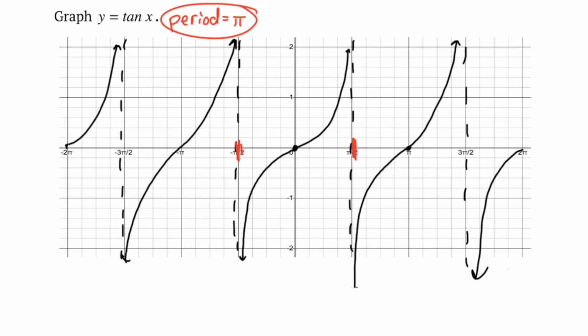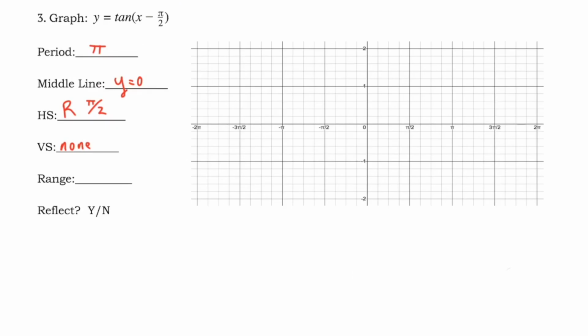And looking at the shape of the original tangent function, you can see even if we moved it left or right or up or down anywhere, it approaches these vertical asymptotes forever in the positive and negative direction. So for any tangent function, the range is just all real numbers. So I'll just answer that right away. And there's no vertical reflection here.